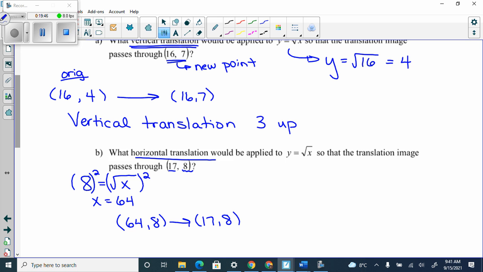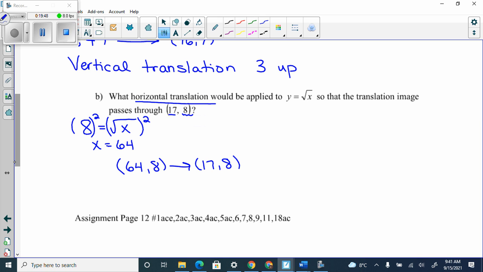So how many did I move? To the left, because I was at 64. I'm now at 17. I moved 47 to the left. So horizontal translation, 47 left.